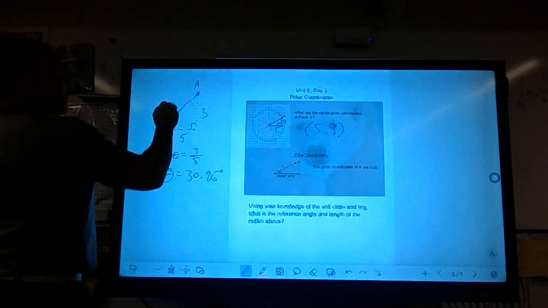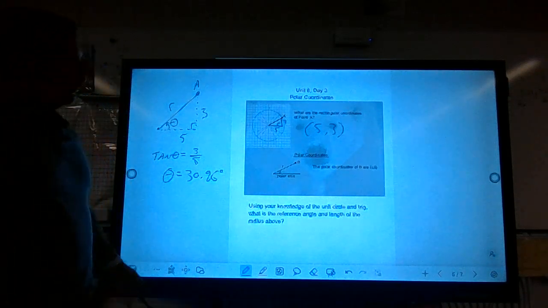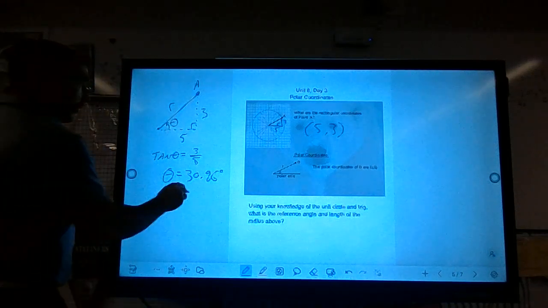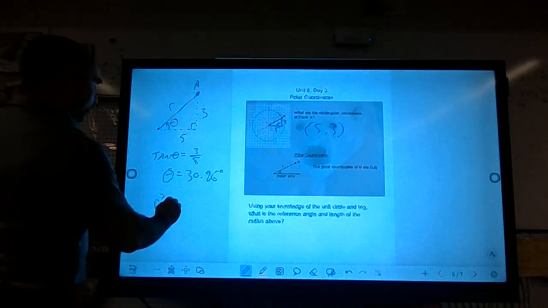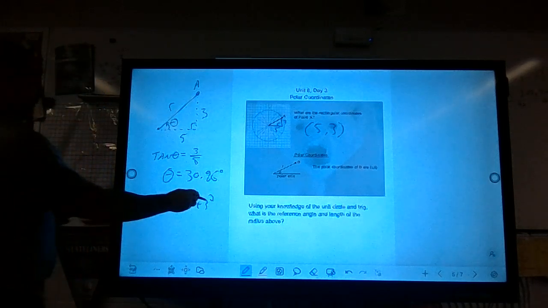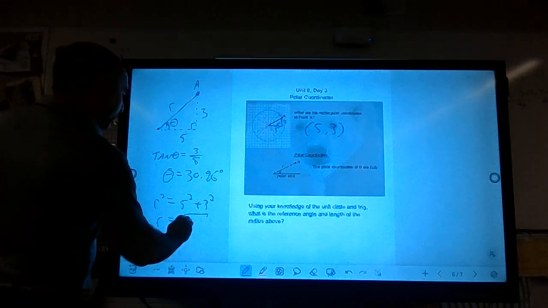Well, you know what? I also need to know the length of that. It's really a ray, but that segment there, the radius, well, we're just going to do the Pythagorean theorem. The radius squared equals the sum of the legs squared. And then 25 plus 9 is 34, square root of 34.